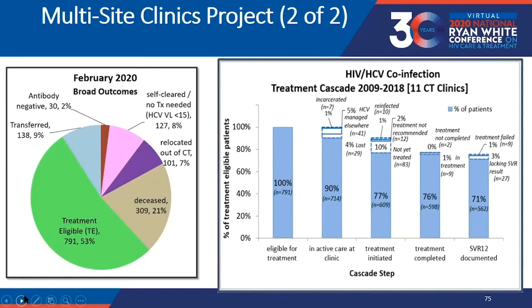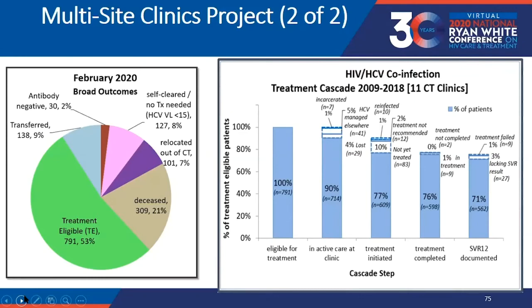But the beauty of this approach is that for the people who didn't achieve SVR, we can go back to the clinics and say, what is up with these people? Can we get them into care? So that creates a way of communicating with the clinics. Again, 71% is clearly not yet at our micro elimination target of 80%, but pretty darn close.